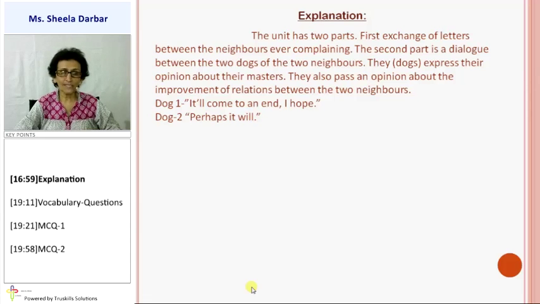So the last dialogue is, I hope the situation will change, and the other one also says, I hope it does. See dog 1, it will come to an end, I hope. What is this? The complaint writing to each other, fighting with each other, getting at each other's throat, each one thinking the other one is wrong. The second dog says, perhaps it will, meaning this quarrel will come to an end.